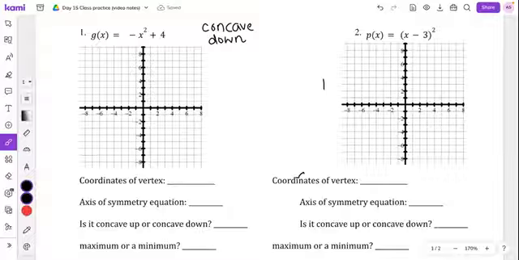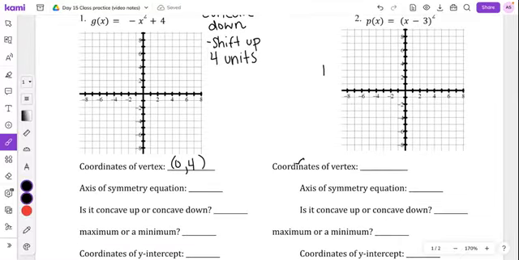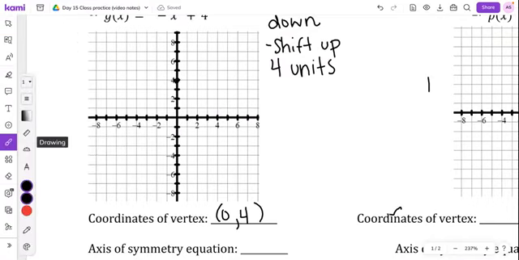Now, because we just have an x squared, we don't have anything inside of the parentheses, we know that our x value in the vertex is going to stay at 0, so we can plot that right away. But then we have that plus 4 on the outside, so we know that our vertex is going to shift up 4 units. So what was once at 0, 0 is now at 0, comma 4. And we're going to plot that point. So 1, 2, 3, 4. Let me zoom in for a second. 0, comma 4. And voila.